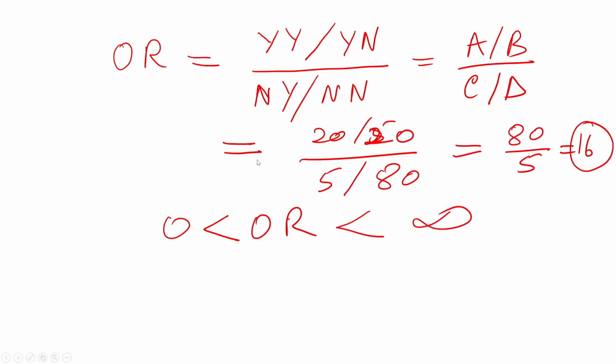The odds ratio may go from 0 to infinity, but if it is more than 1, it shows a relationship of the occurrence. It means we have to take into account that there is a relationship between the exposure and the outcome.